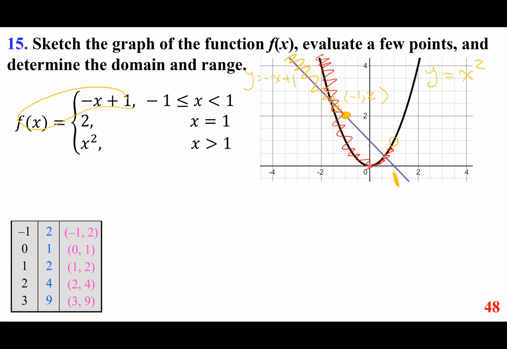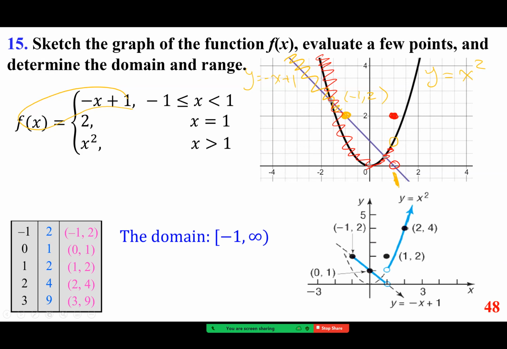And at 1 we have 2, so this point also belongs. And on the line, if you plug in 1, you get 0. That doesn't belong either. So this is what we have. Here's the graph with the proper restriction, with the domain anywhere from -1 to infinity and the range from 0 to infinity. I hope you see that.